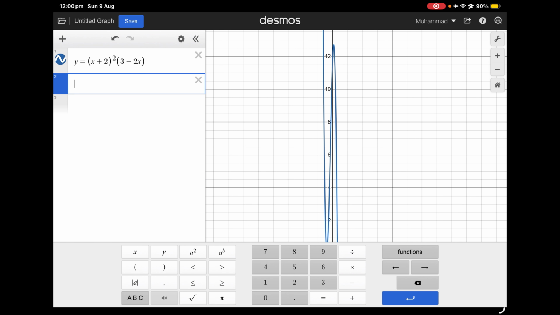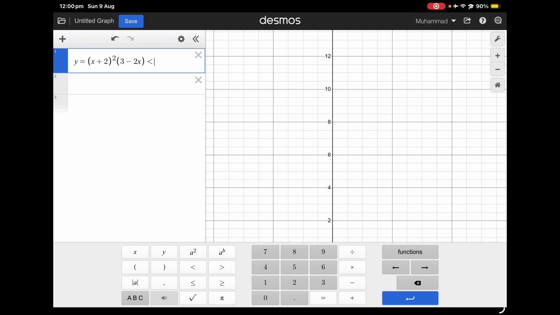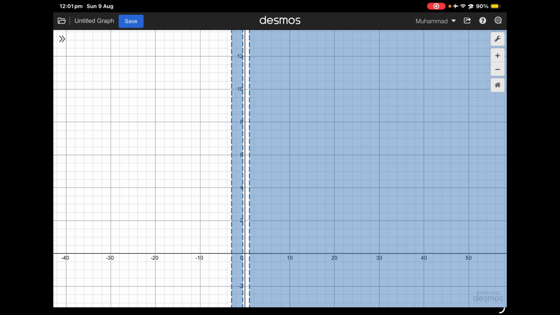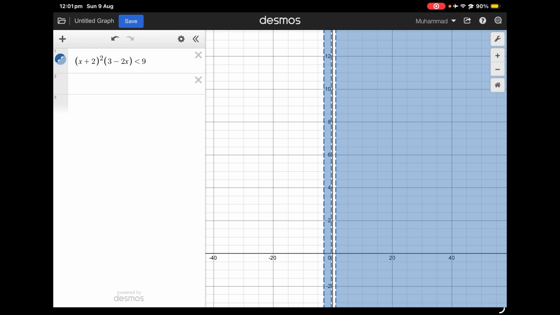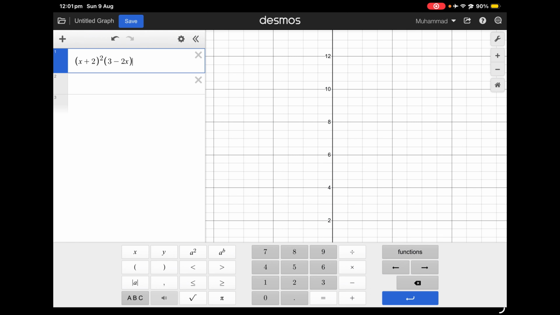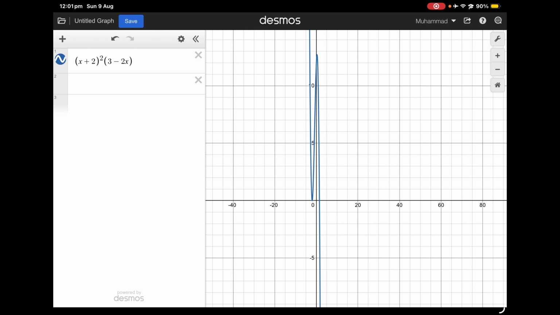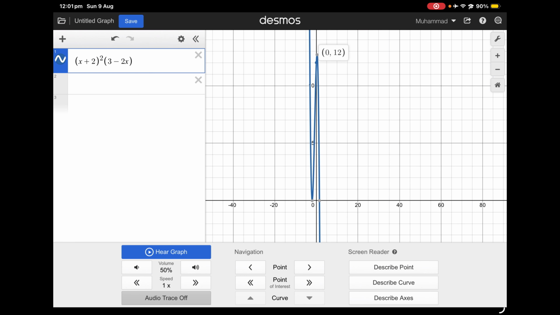So can I put multiple things? I want this thing to be less than 9. Do you want to hear the sound? I want to hear the sound before we continue. Oh, that's fun.